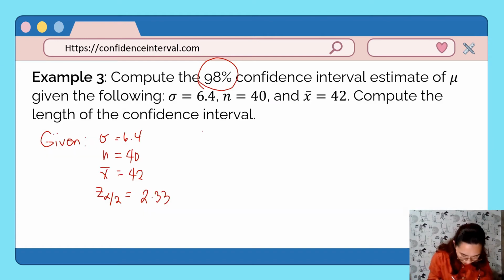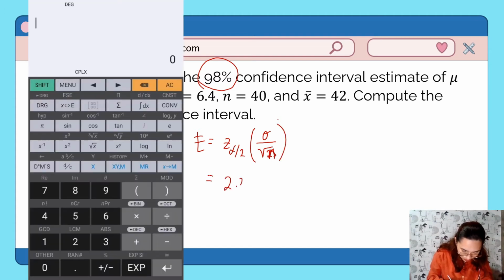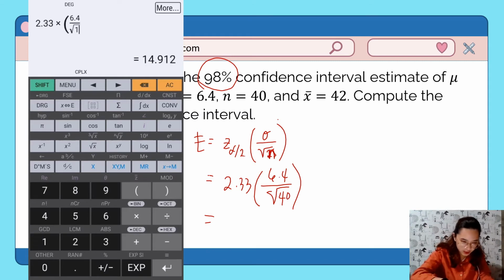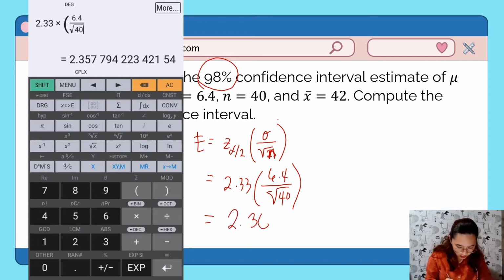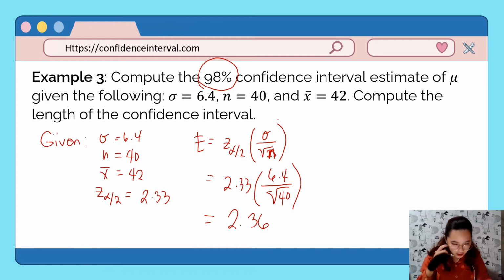So, substitute lang po natin. Ang margin of error is Z alpha over 2 times population standard deviation over square root of n. Ayan, square root of n. So, 2.33 times 6.4 over square root of 40. 2 decimal places lang po. We have 2.36. Ayan. 2.36 ang ating margin of error.